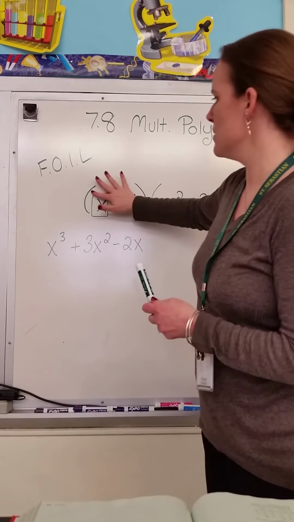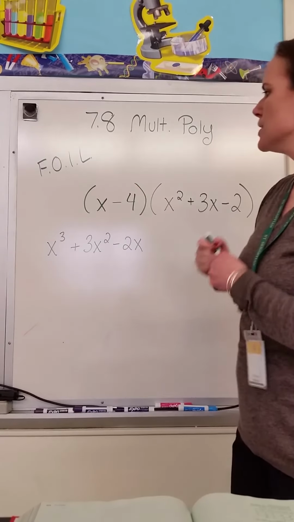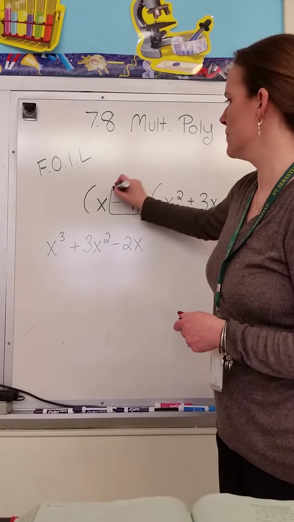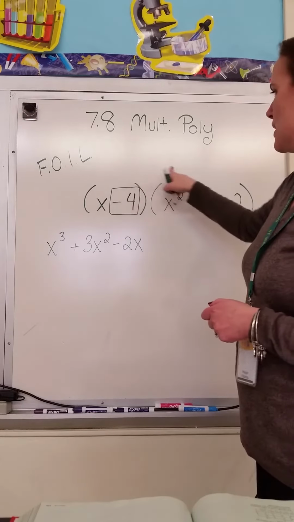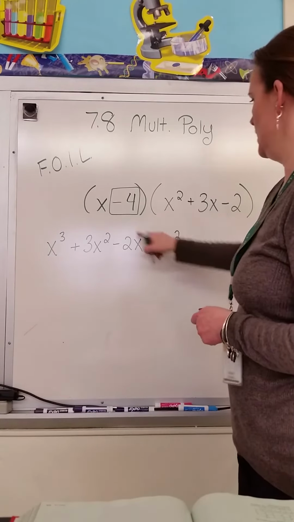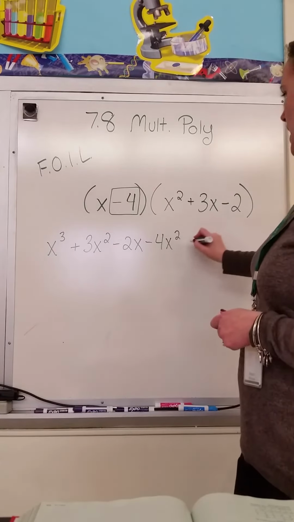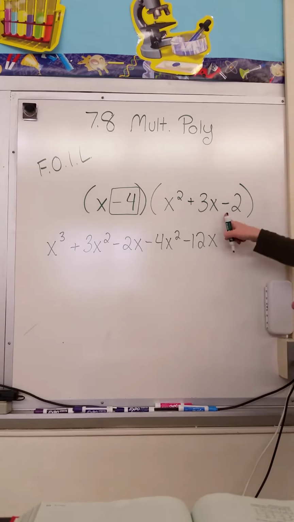Then you're going to do the same thing, but now you're going to distribute this second term. So you're distributing this negative 4. So you're taking negative 4 times x squared, negative 4 times 3x, and negative 4 times negative 2.